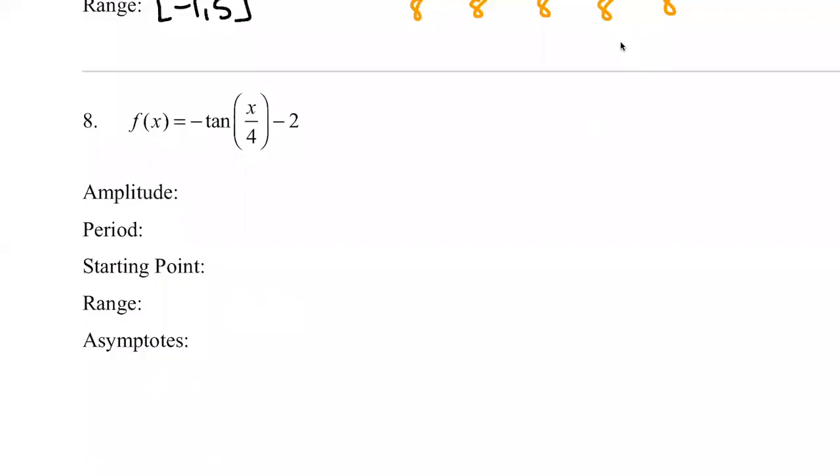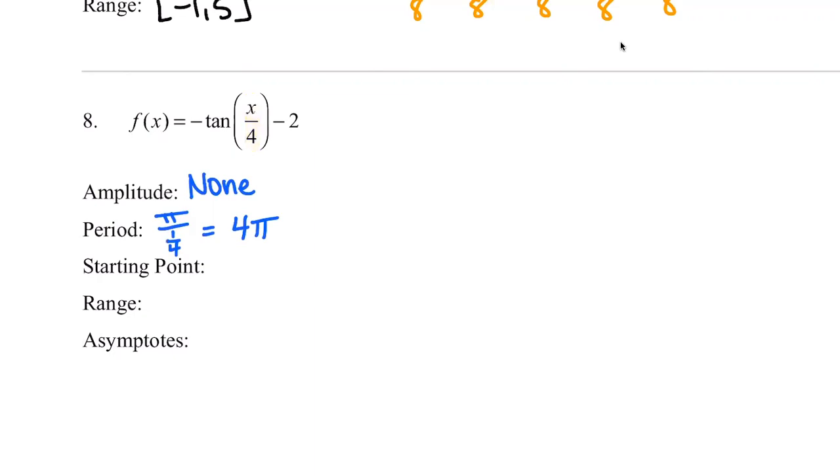Let's take a look at graph number 8. Let's remember that this is a tangent graph, so we are not going to have any amplitude. We will keep in mind that A is a negative 1, and that will help us not only with our frame, but also with the direction of our curve. Okay, let's remember that we calculate the period for a tangent graph by taking pi divided by b. In this case, it looks like b is 1/4. So when we take pi divided by 1/4, we get 4 pi.